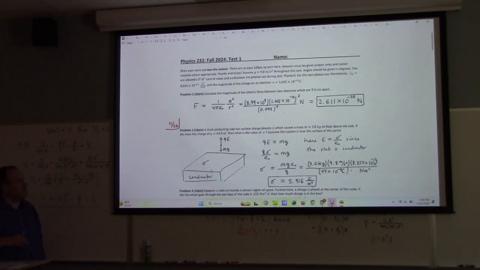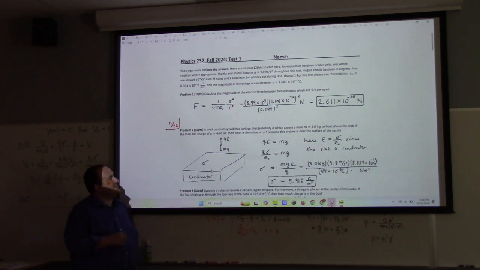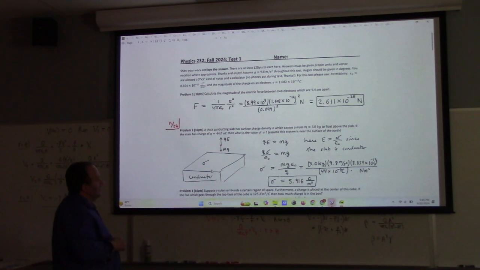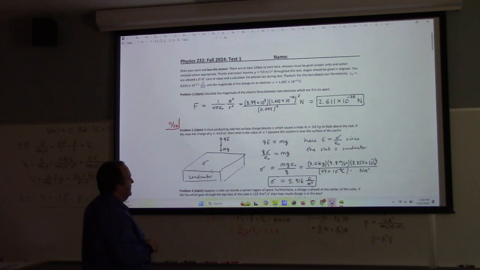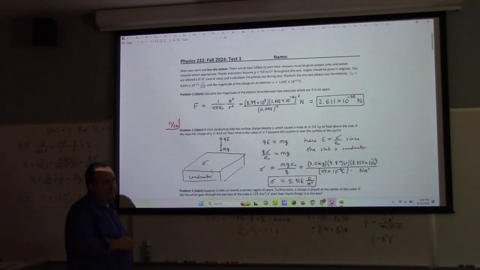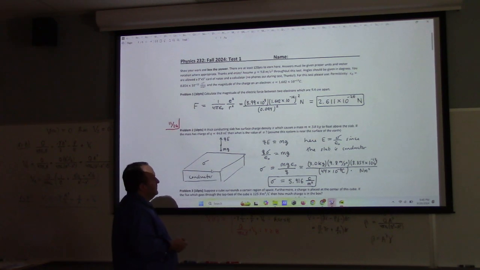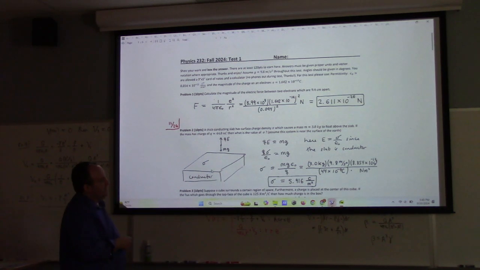Problem 1, we had to calculate the magnitude of the electric force between two electrons. So we simply use kQq over r squared, which is also known as 1 over 4 pi epsilon naught, electron charge times electron charge divided by the distance between them squared, which is 0.094. And you crunch the numbers, you get 2.611 times 10 to the minus 26 newtons.